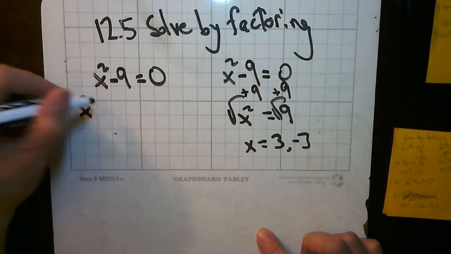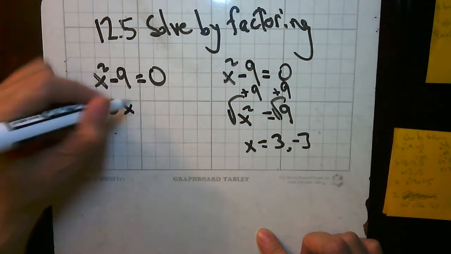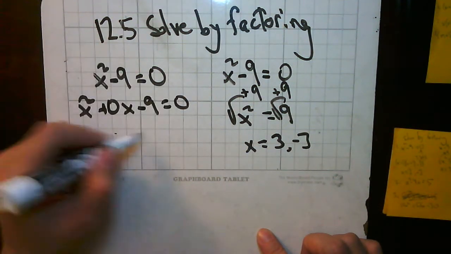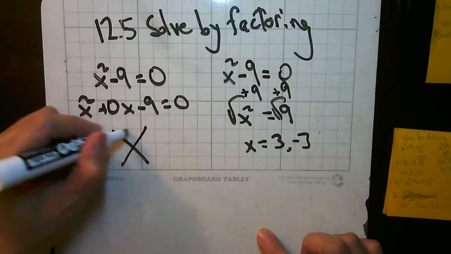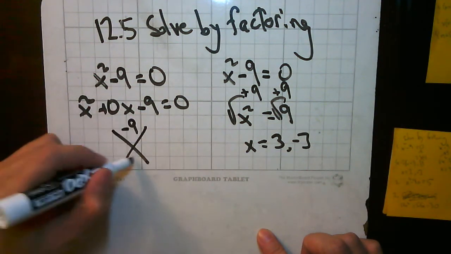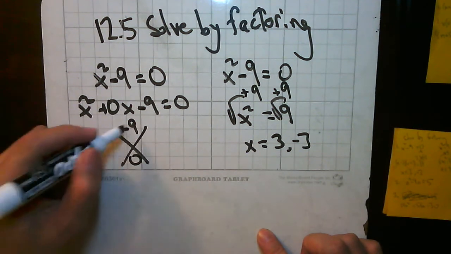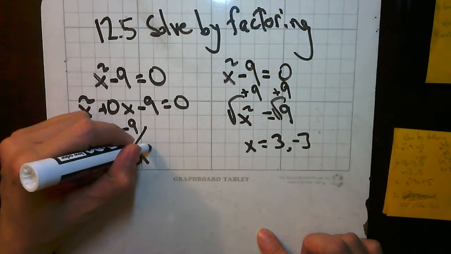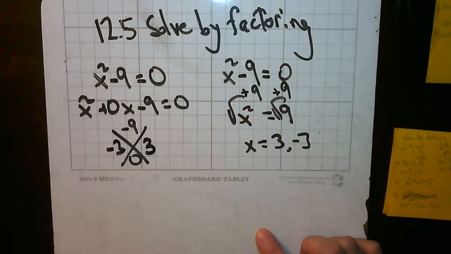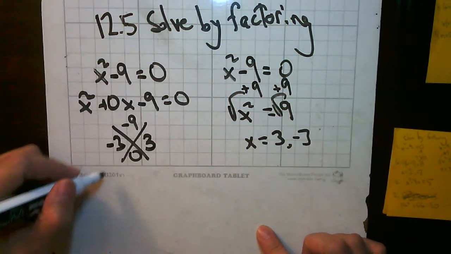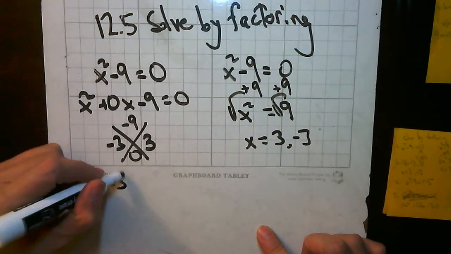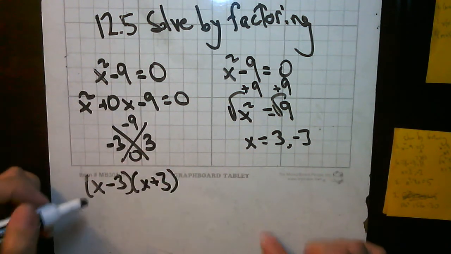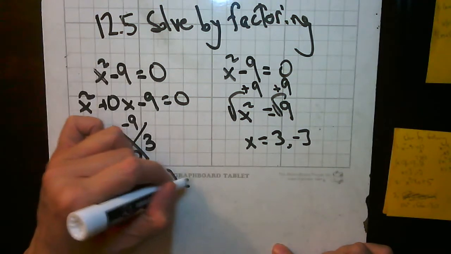If you recall, this is the same as x squared plus 0x minus 9 equals 0. And I can factor this. This is negative 9 on top, 0 on the bottom. The factors that give me negative 9 and combine to make 0 are negative 3 and positive 3. So now I have x minus 3, x plus 3. Minus 3 and plus 3, those are my factors. And we still have to make this 0.